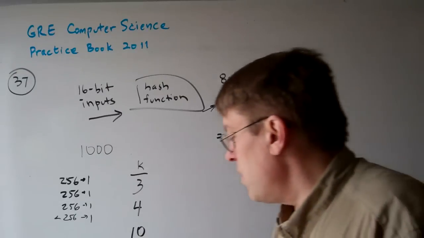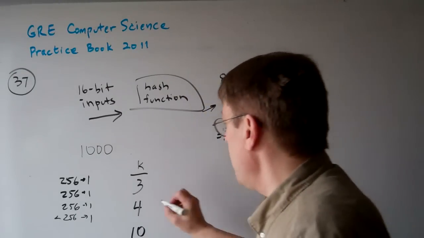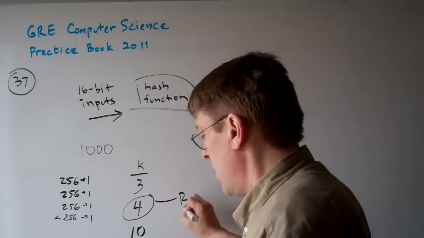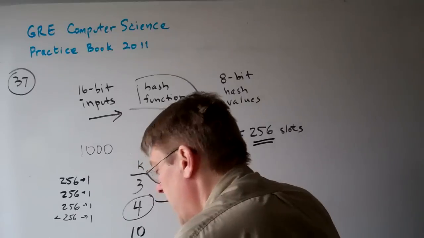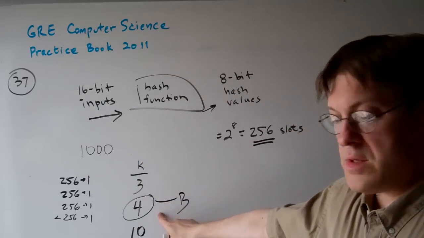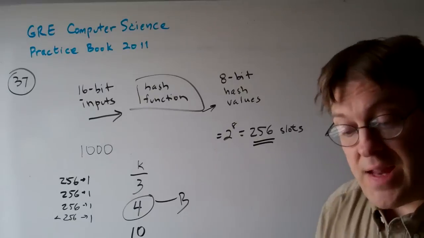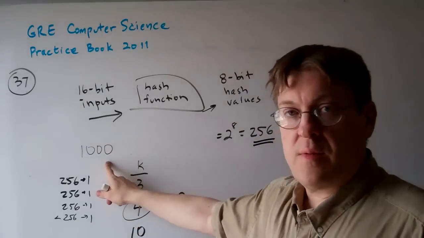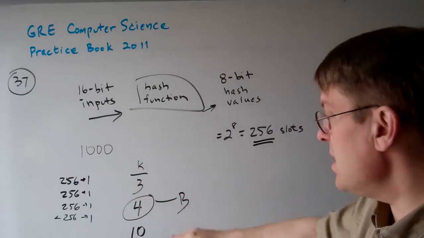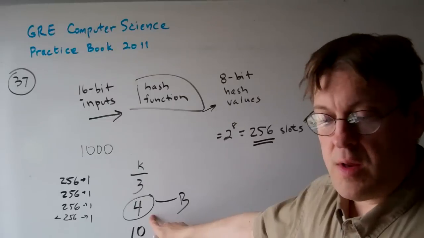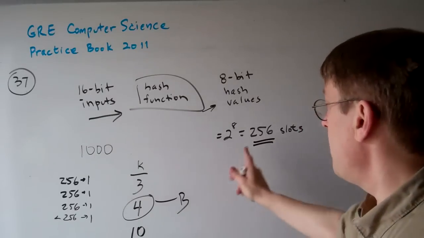So the answer basically is B. B is the largest k. This 4 here is the largest k, such that in any set of 1,000 inputs, any set we want, there's at least k, 4, inputs mapping to the same hash value.